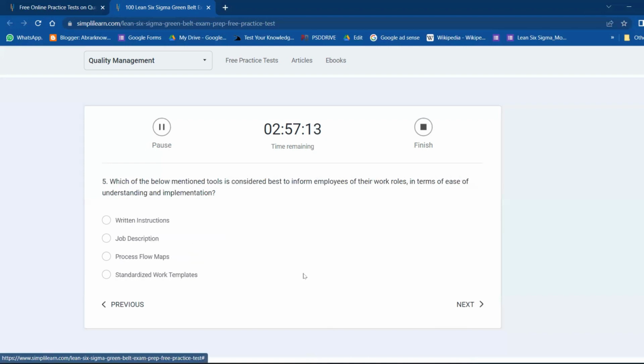Let's go to the fifth one. Which of the below mentioned tools is considered best to inform employees of their work role in terms of ease of understanding and ease of implementation, and all that, right? So job description is high level. Process flow is also quite helpful, and a standardized template and written instructions, everything will be really helpful.